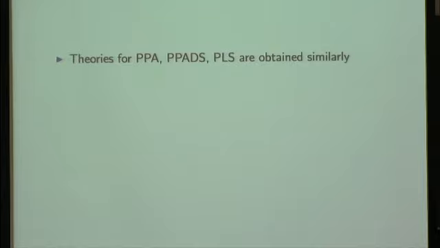The theories for other classes, PPA, PPADS, POS, are obtained in the same way. For POS, what we get is actually an axiomatization of sigma 1b T21, which is the same as sigma 1b TB1. These two are RSUV isomorphic.